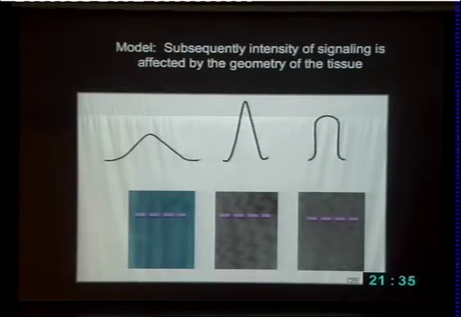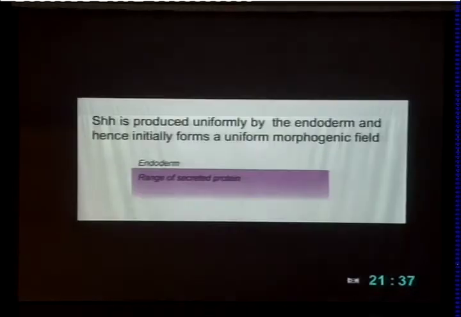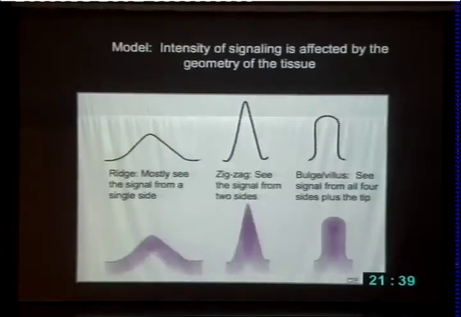And if you look at what you would expect to happen, if you started with something like this, what you would expect to happen is that these gradients would start to add up, so that you would get a concentration of signaling towards the tip, simply because the cells at the tip are now seeing hedgehog from three sides, whereas down here they're only seeing it from one side.